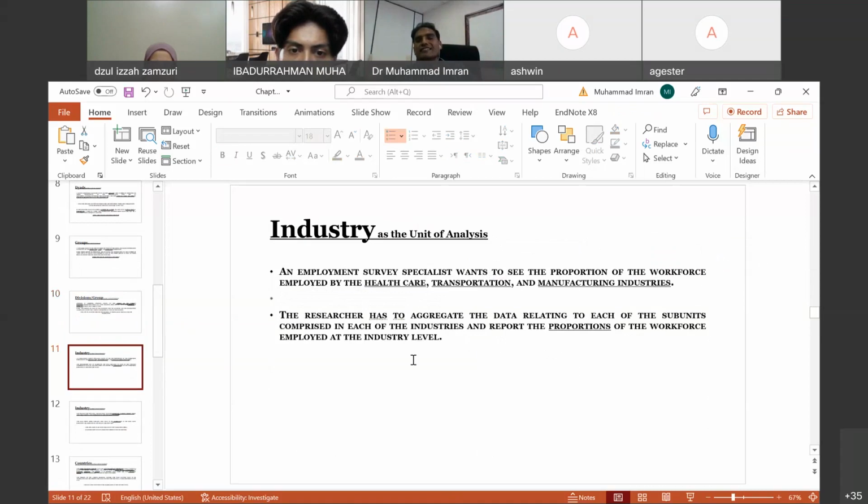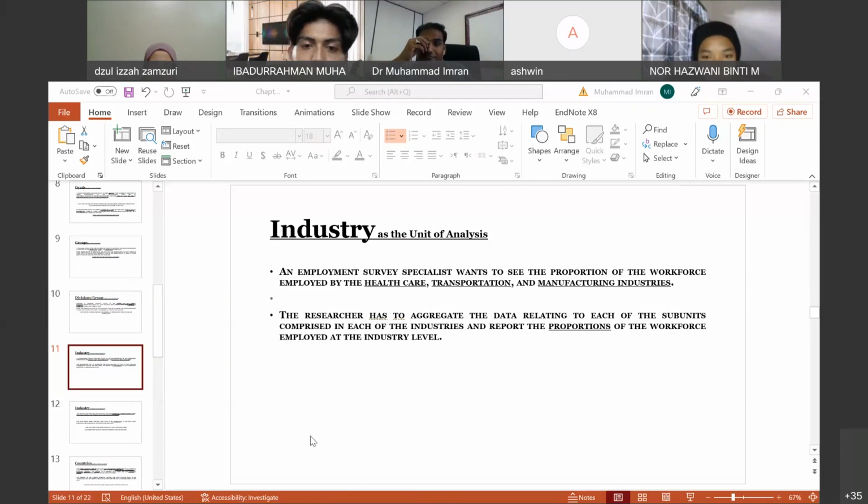Now is the industry analysis, with the industry as the unit of analysis. Okay, Noor Hazwani, read this one as a unit of analysis. An employment survey specialist wants to see the proportion of the workforce employed by the healthcare, transportation, and manufacturing industries. The researcher has to aggregate the data relating to each of the subunits comprised in each of the industries and report the proportion of the workforce employed at the industry level.